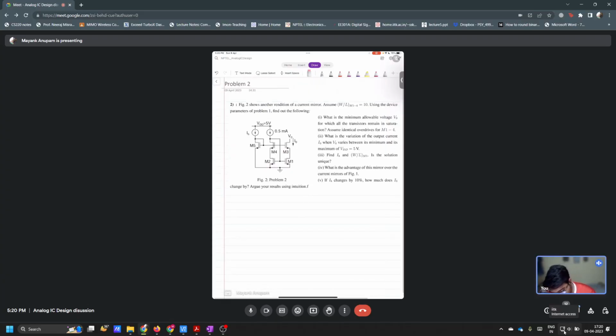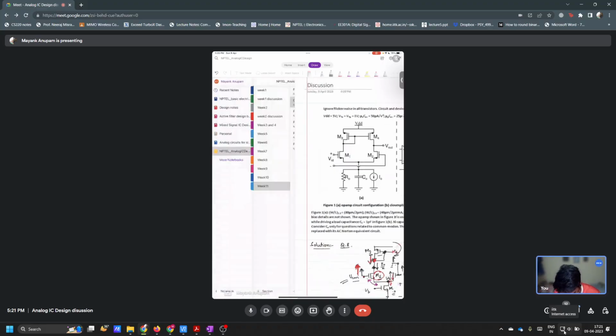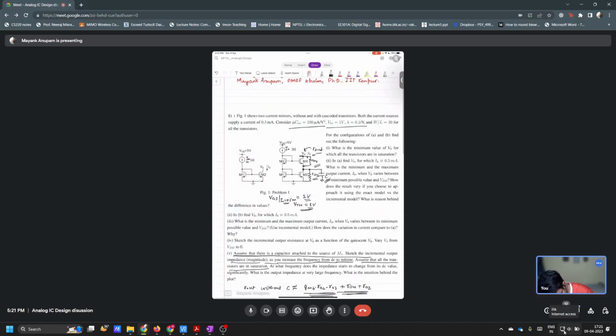Earlier you remember that when we had this condition, the minimum value of V out for a current of 0.5 milliamps was equal to 3 volts, right? In this case, VO minimum was what? 3 volts, correct? We found out that VO minimum was 3 volts here.